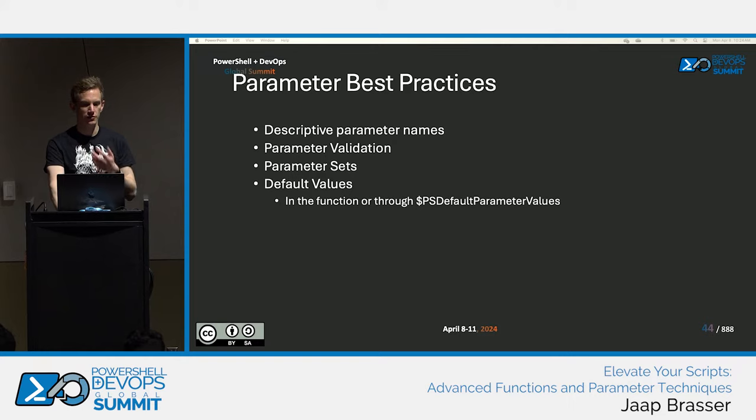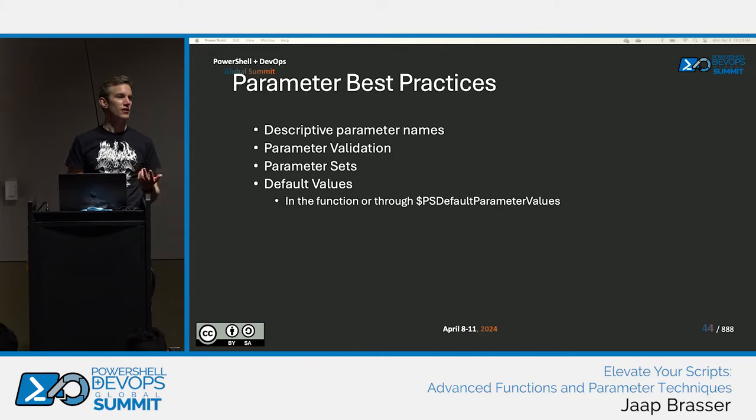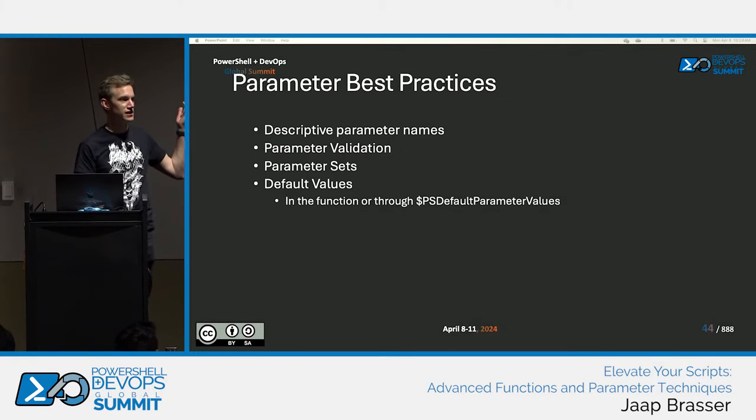And then the default values. In most cases, I would steer away from default values. There are cases where it does make sense. If you want to control specific default parameter values, you can also do it outside of your function or outside of your module, with PSDefaultParameterValues. The way that works is that it is a hash table. You add the command name and then the parameter name, and you can set the default value there.